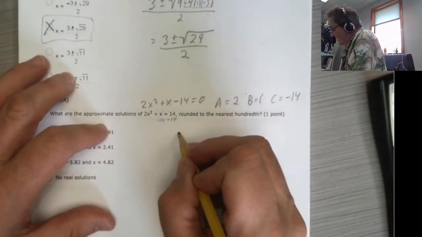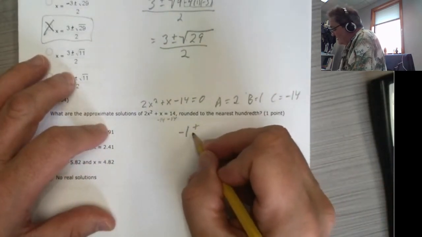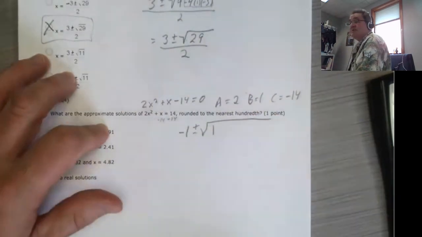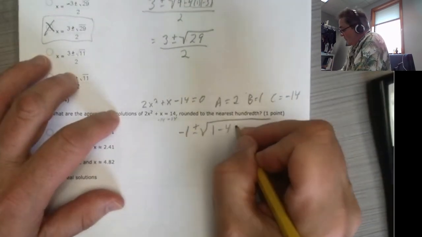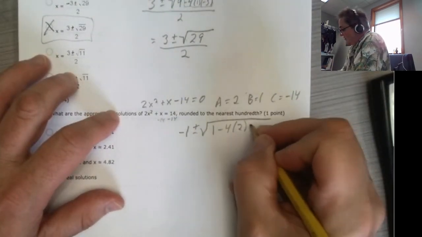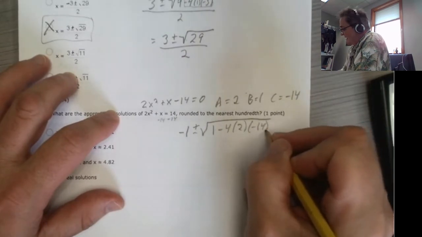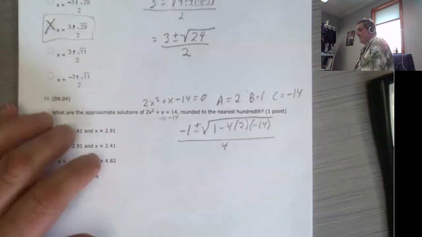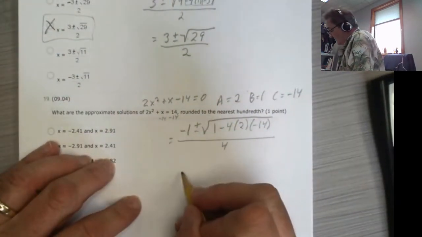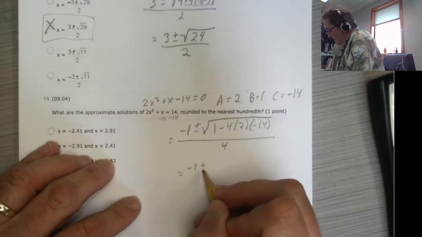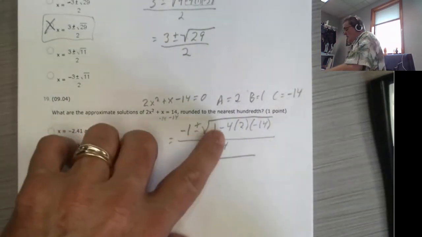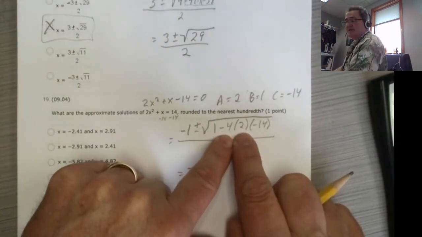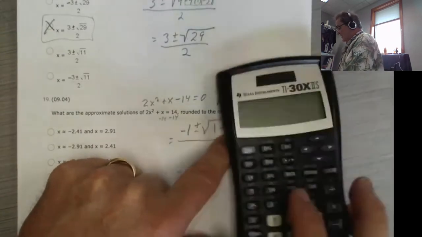So negative b, -1, plus or minus the square root of b squared, 1 squared is 1, minus 4 times a, which is 2, times c, which is -14, over 2a, 2 times 2. Okay? So this is going to equal -1 plus or minus the square root of 1 minus, what's 4 times 2? That's 8. 8 times -14. Let's see.